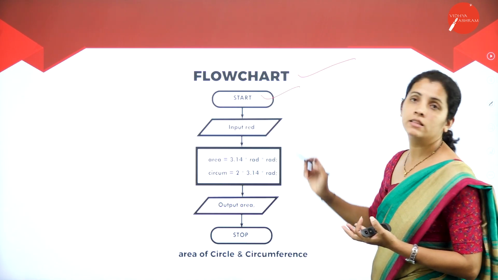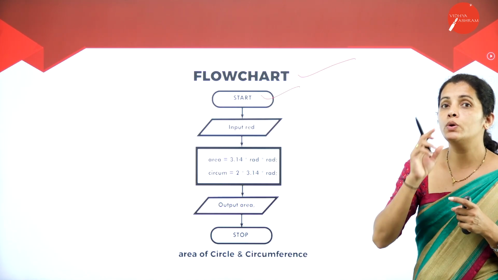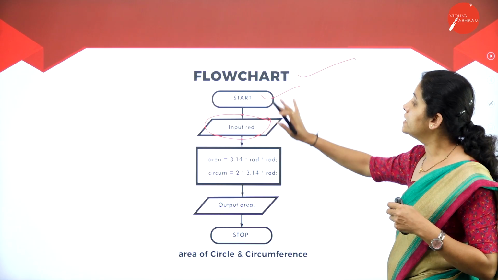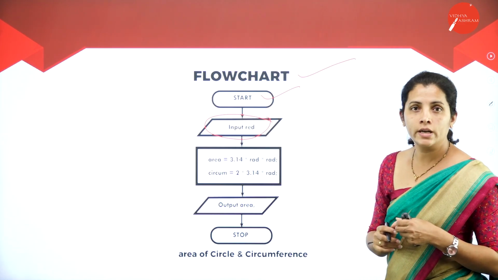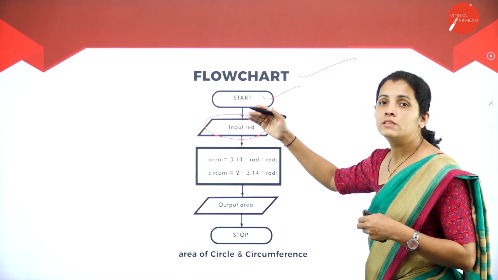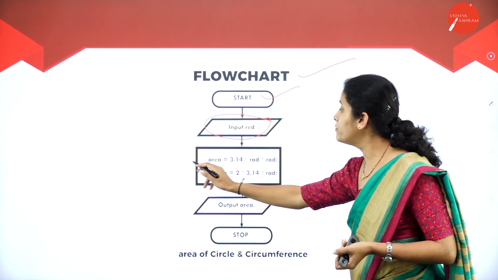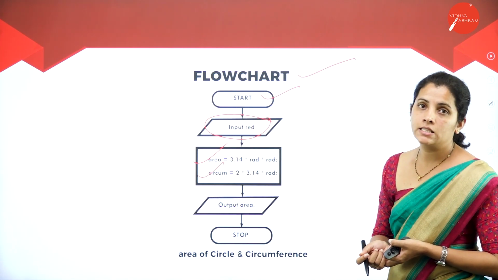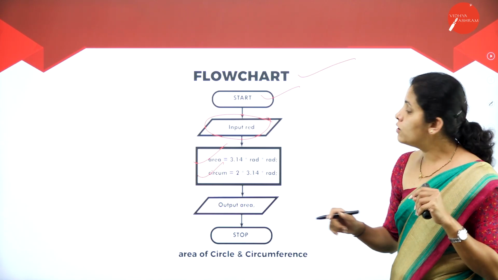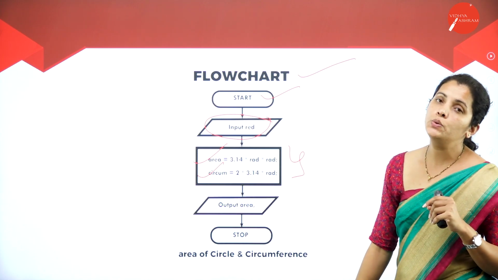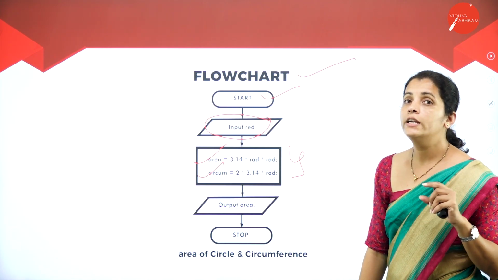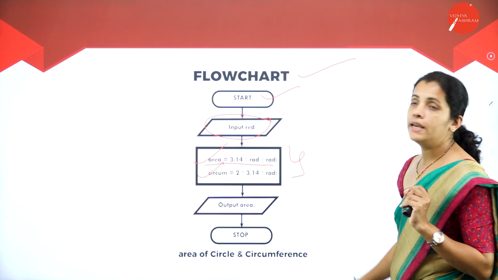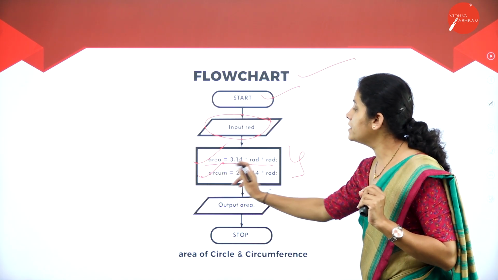So at the beginning, what is my first step? That is start. Then what is my next step? I'm going to read the input. What kind of input? That is radius. To represent input, I'm going to use a parallelogram. And I'm going to perform certain calculations, that is, I'm going to find the area as well as circumference. That should be written inside the rectangle box, because these rectangle boxes are mainly used to perform calculation, or to represent processing.